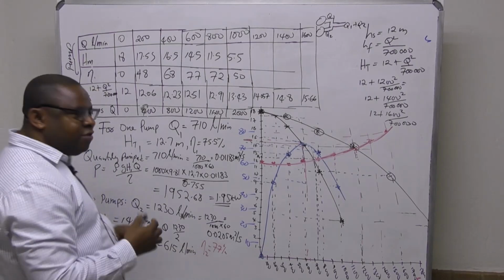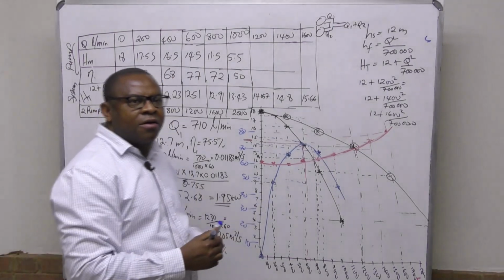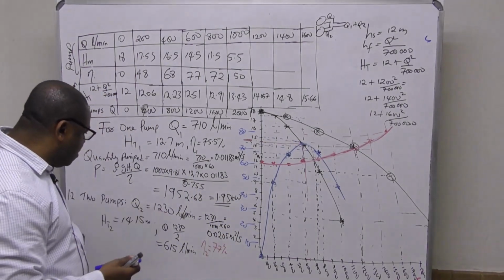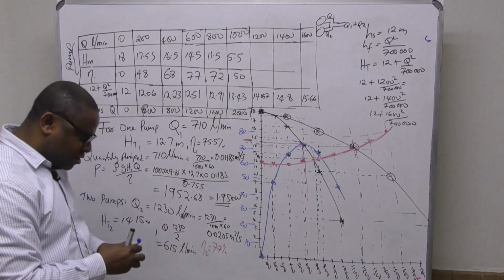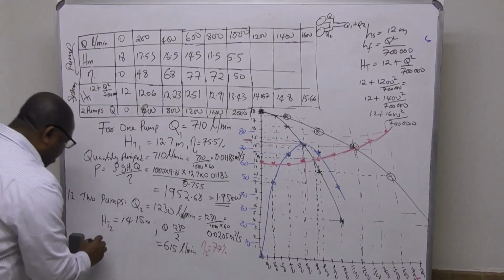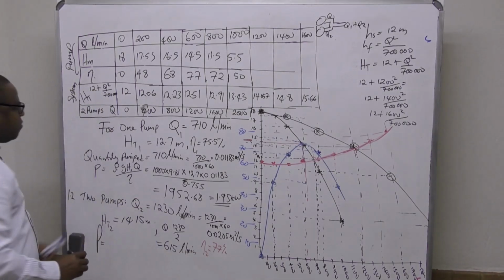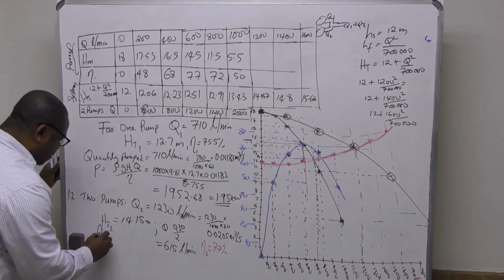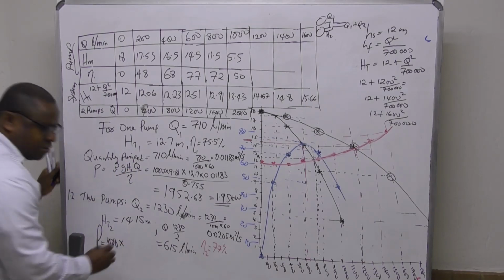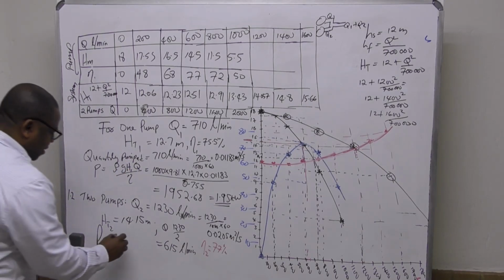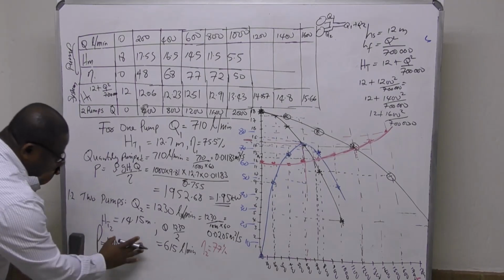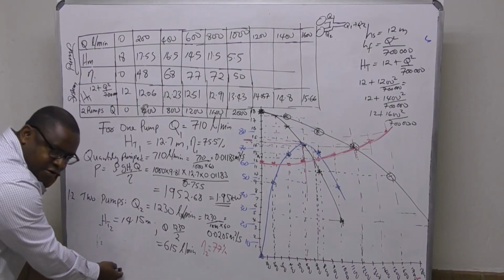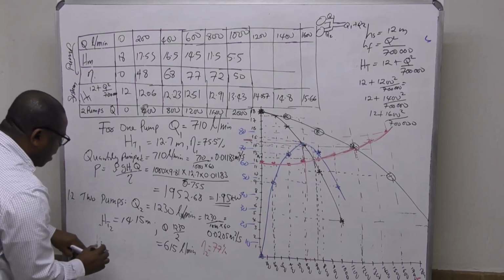Now, once you get that, then you can get the power. What they say, we must calculate the quantity which we have gotten. Now we have gotten the efficiency. Now the power. Power with the same formula, rho g h Q over efficiency. So rho is 1,000 times 9.81. I hope you are seeing this. So I'm going to have the power.